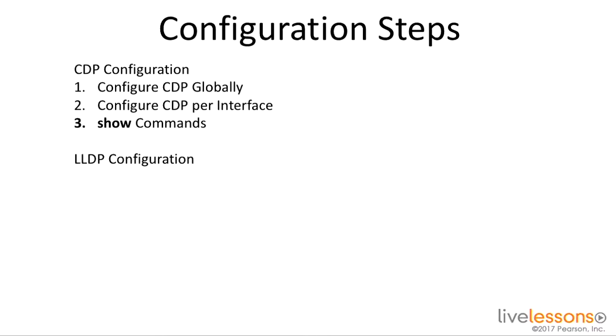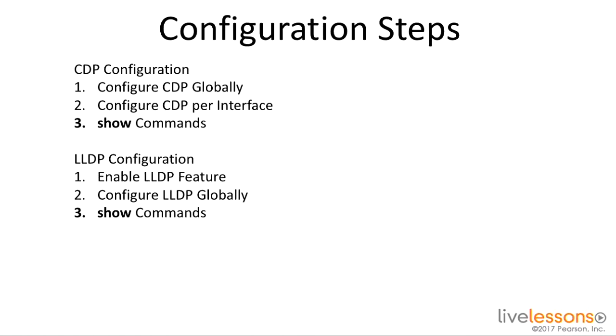We're then going to transition to LLDP configuration, which is a little bit different because we actually have to enable a feature in order to get the commands to configure LLDP. For instance, feature LLDP. Next, we're going to check the type of configuration commands that we have available to us globally across the whole switch, and then we're going to take a look at some of the show commands that we get with CDP. Let's go take a look at the switch.